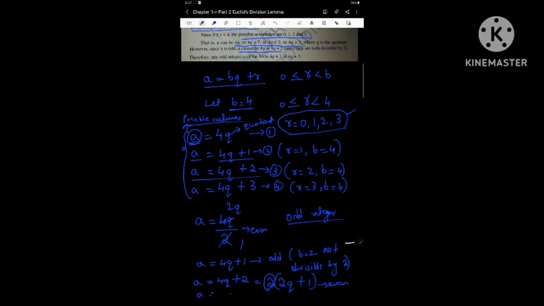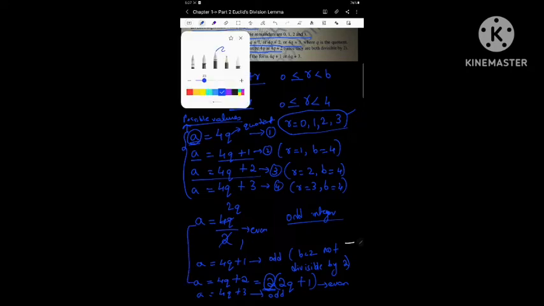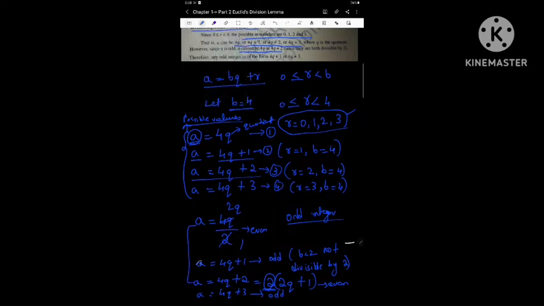And finally we have a is equals to 4q plus 3. This is also not divisible by 2 because we cannot take anything as common here. Like in the above equation, whatever we took 2 as common, we cannot take here. So it is not divisible by 2 and it is odd. So I hope now you are clear why these two equations are even and these two are odd. That's what they are saying here. Since these things are not divisible by 2, they are considered as odd.